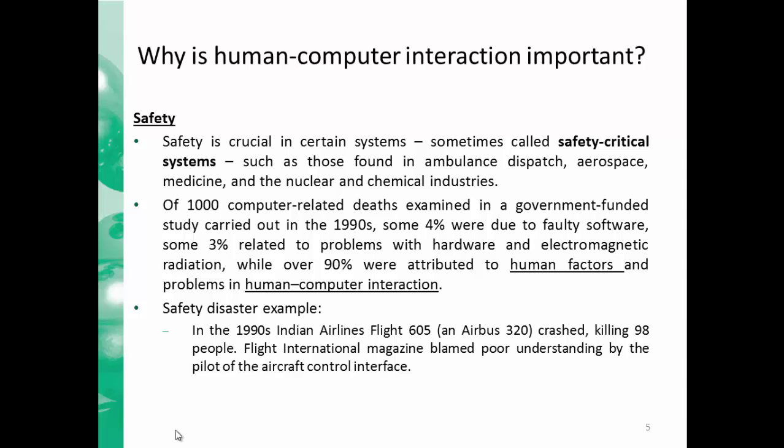And as you can see in this study, about 7% of 1,000 computer-related deaths are related to a fault in the software and hardware, whereas more than 90% are because of human factors and human-computer interaction. This means that in most cases, problems with the user interface not being built on a safety basis can cause big and serious problems with the safety of the users of the systems.